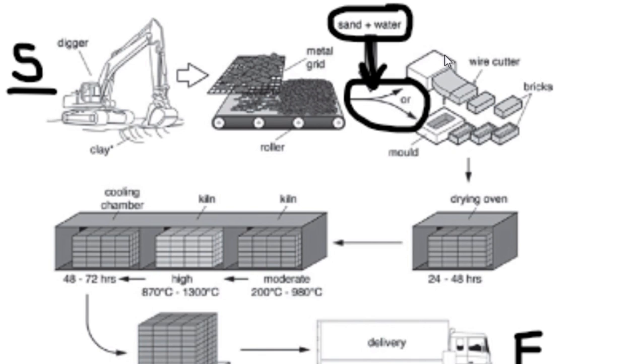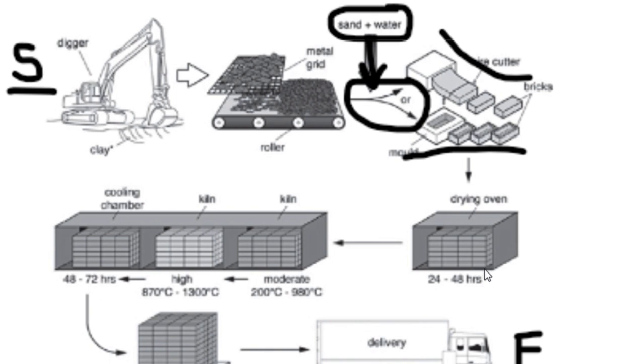Here you will see we have what looks like an automated system versus a manual system. Followed by a drying process, a drying oven, which is then followed by our kilns. Our kilns are where the bricks are properly dried out so that they're ready to use. Then we have packaging and then delivery.